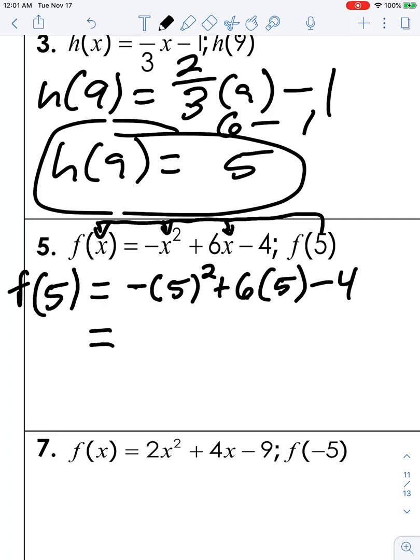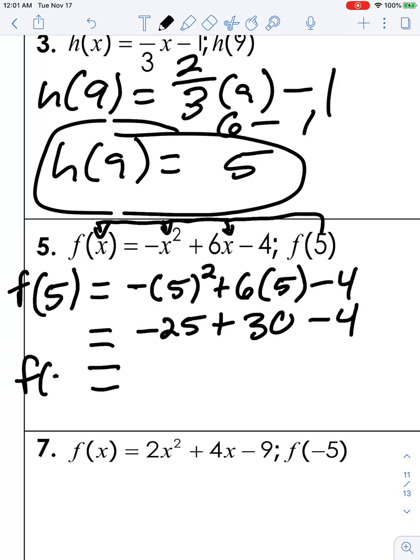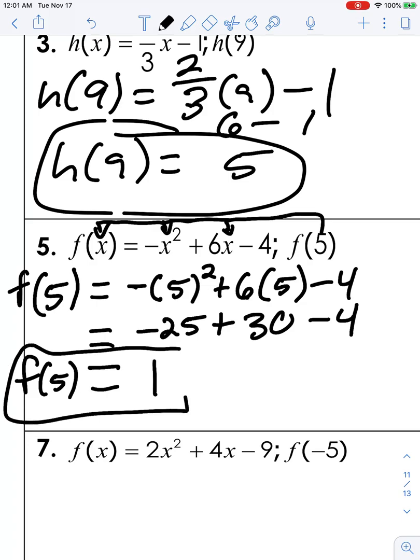So 5 squared is 25. This negative sign makes it -25. 6 times 5 is 30. Drop down the -4. And then the last step, you can drop down your f of 5, and then it's just simple math. -25 plus 30 is 5. 5 minus 4 is 1. And that's your answer.